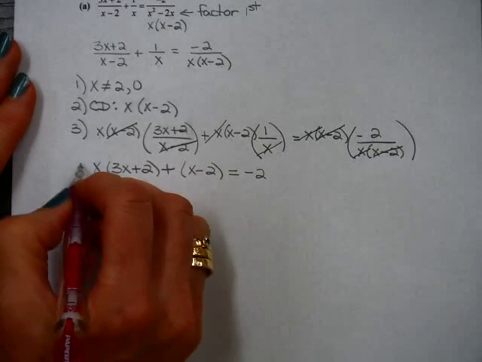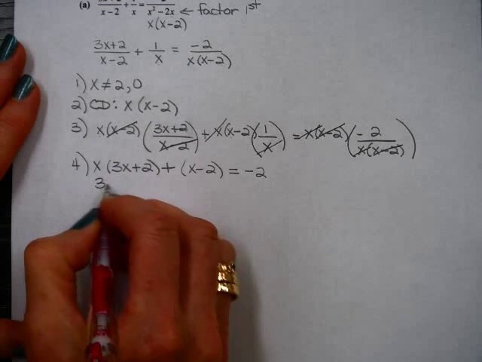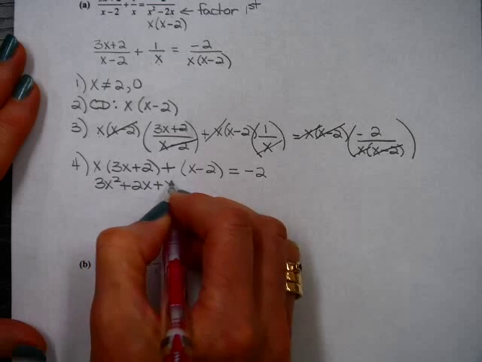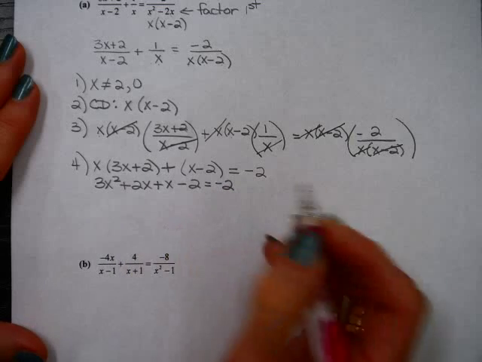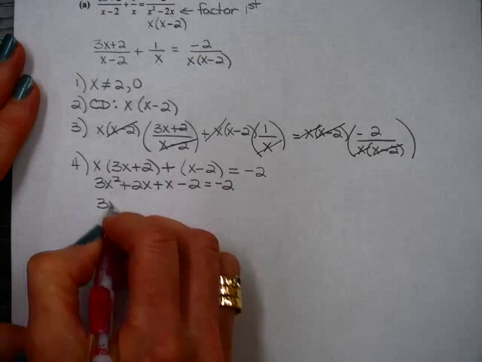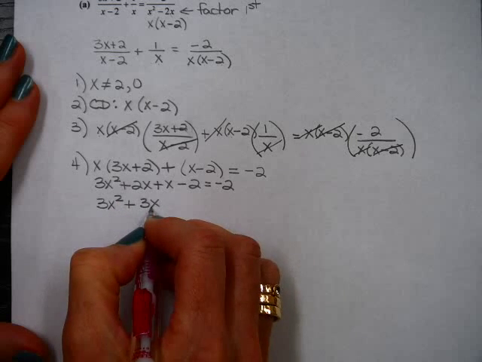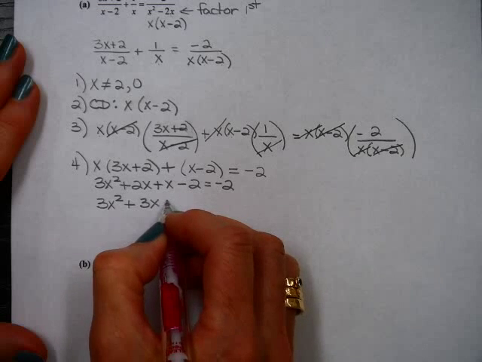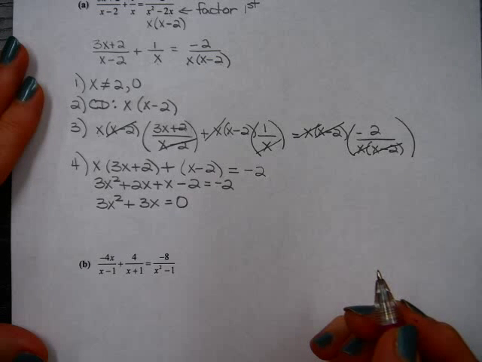And all we have left to do now is solve this equation. Get rid of our parentheses. 3x squared plus 2x plus x minus 2 is equal to negative 2. Get your like terms. 3x squared plus 3x. If I add 2 over here, that's going to give me a 0. So I have 3x squared plus 3x equal to 0.